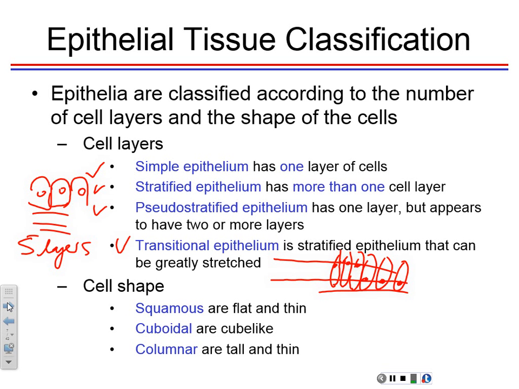And then when we talk about classification and function, we'll mention all these and where they might be found. Right? Squamous, we already know that's flat, you know, not square, but flat. And then cuboidal is cube-shaped. And then of course columnar is elongated cells. All right.